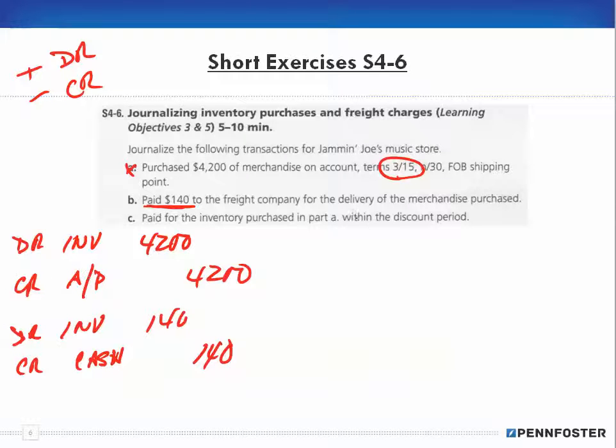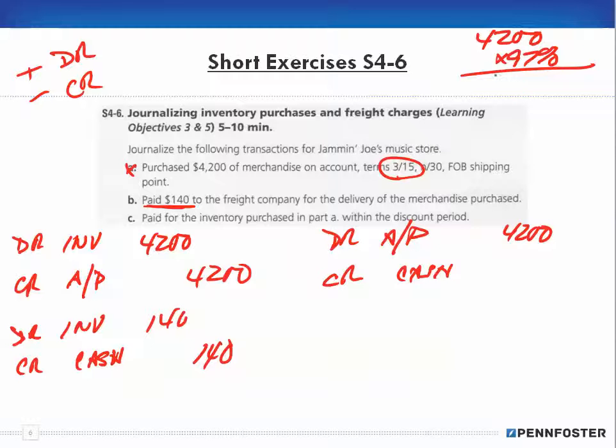So if I have a credit to the accounts payable account, that means I have to debit accounts payable for $4,200. Okay, and if I'm paying it, I'm going to credit cash. So now we have to figure out how much I'm paying in cash because I'm taking a discount, right? Now remember, discount is not on the freight, okay? So if I have $4,200 is what I purchased, and I end up taking a 3% discount, well, I multiply that by 97%, right? 100% minus 3% gives me 97%, and that comes out to $4,074. So that's $4,074 that I'm paying in cash.